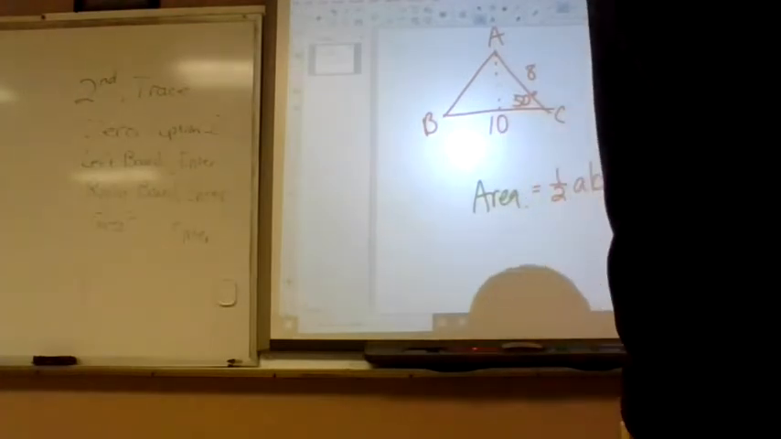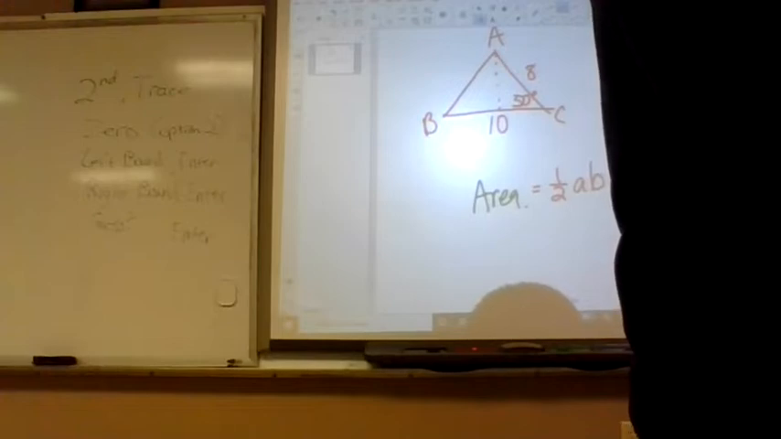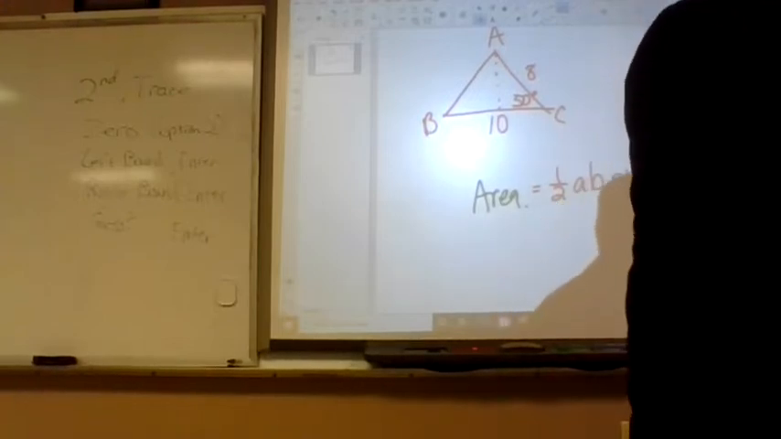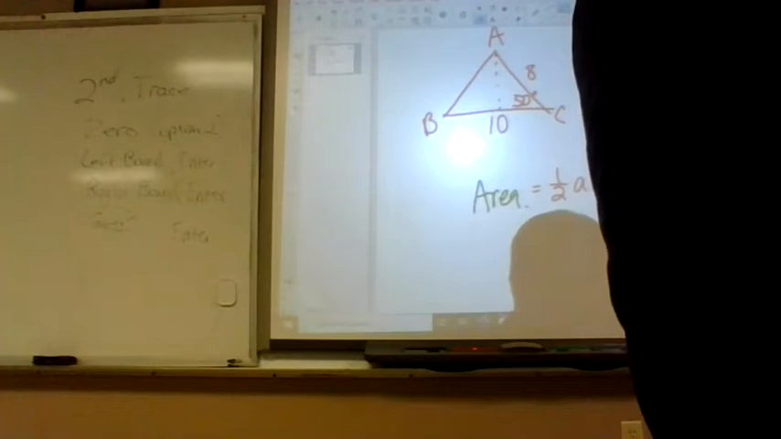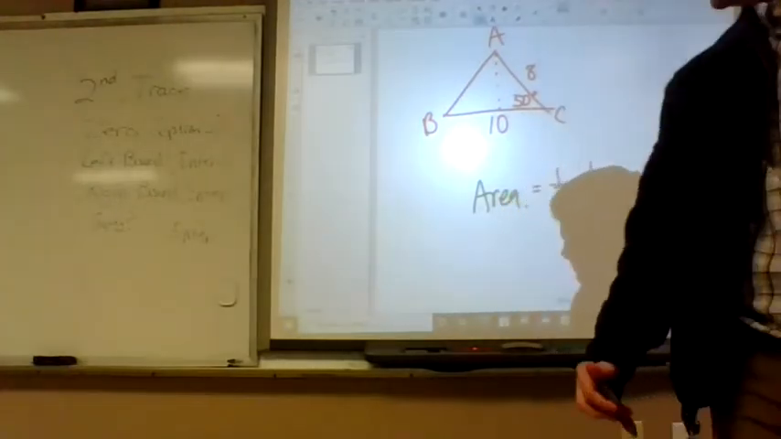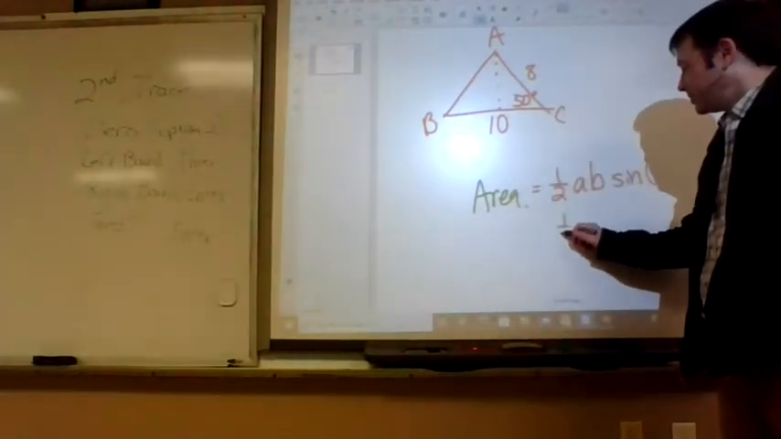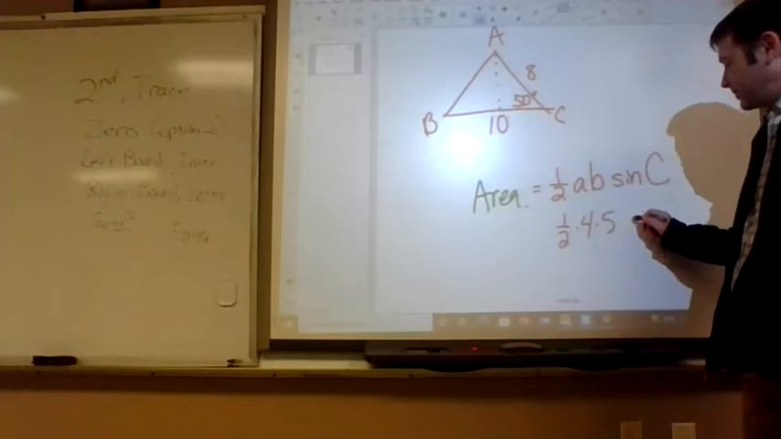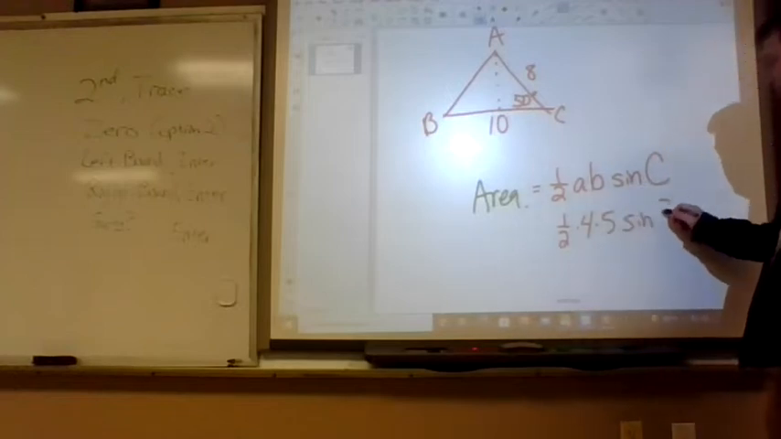Number 1. We'll grade it tomorrow. They don't even draw a picture for you. They just give you the numbers. A is 4, B is 5, C is 30. So we're just going to plug those in. A is 4, B is 5, angle C is 30 degrees.